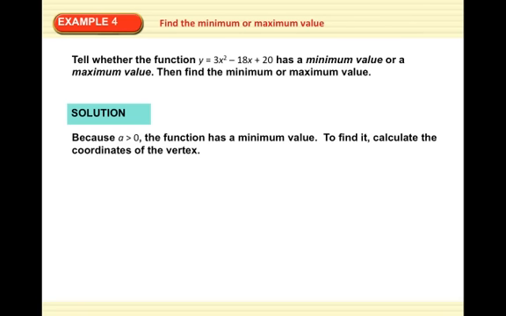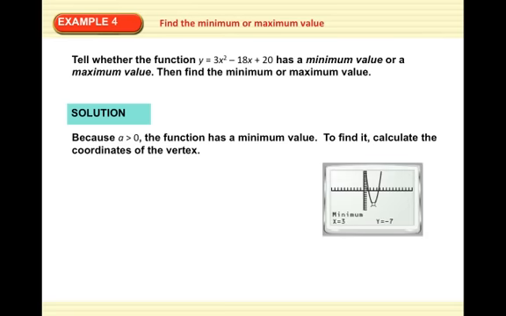Okay, so to find it, calculate the coordinates of the vertex. You want the y value. We're going to go ahead and calculate. Here's a picture. We're going to actually talk about finding minimums or maximums on your calculator in just a minute. To get that x coordinate, you do x equals negative b over 2a. So negative, and then b is negative 18 over 2 times 3. So negative 18 divided by 6 is negative 3. Negative negative 3 is positive 3.